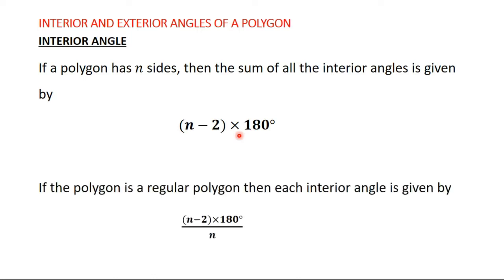If the polygon is a regular polygon, we know that for regular polygons, all the interior angles are equal. So if the polygon is a regular polygon, then each interior angle is given by (n minus 2) times 180 divided by n. Because all the interior angles are equal, if you want to find one of them, you divide the sum of the interior angles by the number of sides of the polygon. That is why we have (n minus 2) times 180 degrees divided by n. We are going to pick some examples so you see how to use the formula that we have here.